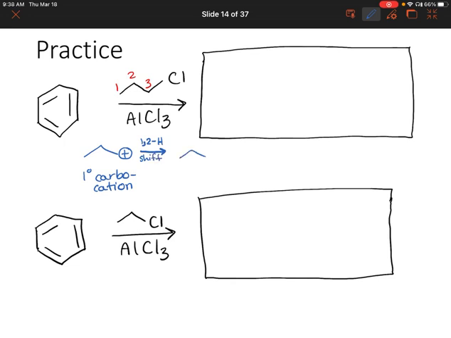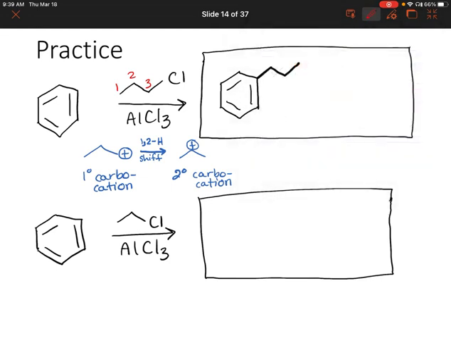To give us a secondary carbocation. So this is actually going to give us two products. And we'll end up with a major product, which is more stable, and a minor product, which will be less stable. And this also sort of has to do with kinetics and thermodynamics as well. So in the first product, we're just going to see benzene bonded to that initial propyl group.